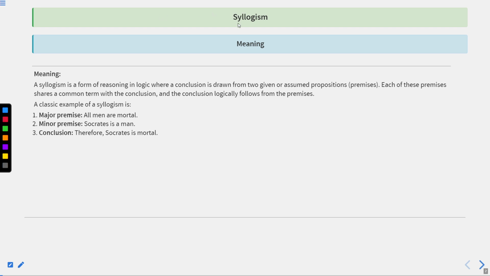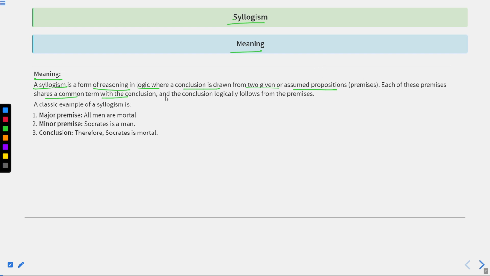So when we talk about syllogism, what exactly is the meaning of syllogism, guys? A syllogism is a form of reasoning in logic where a conclusion is drawn from two given or assumed propositions. Okay, so a conclusion is to be drawn from the two given or assumed propositions. Each of these premises shares a common term with the conclusion.